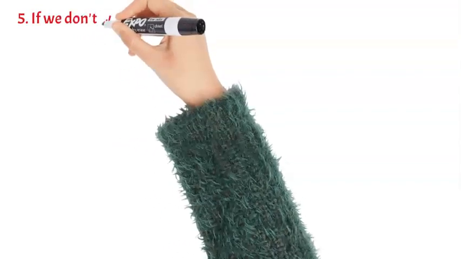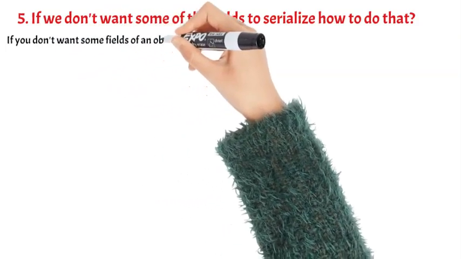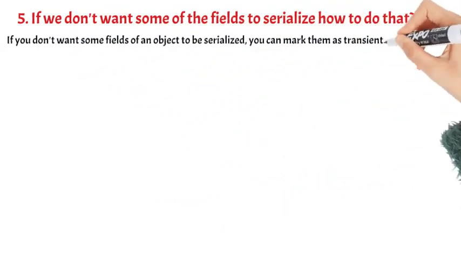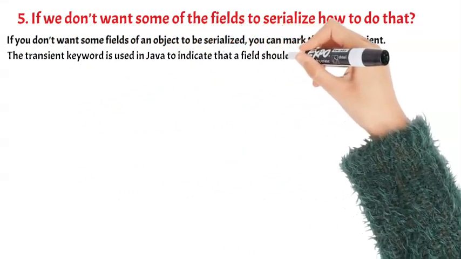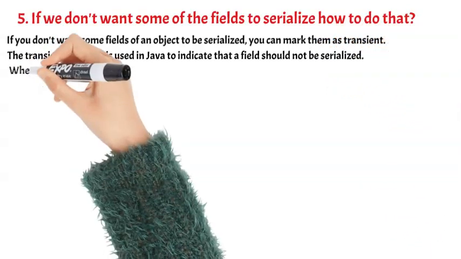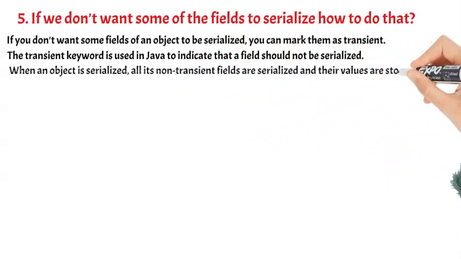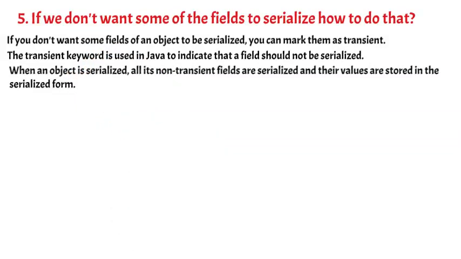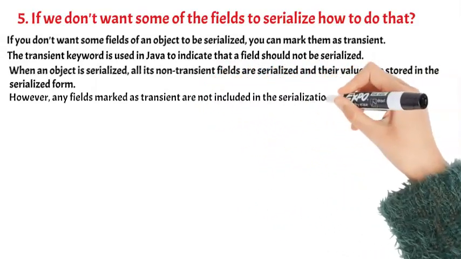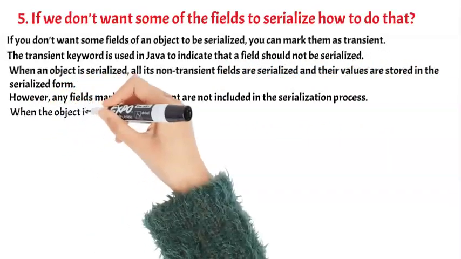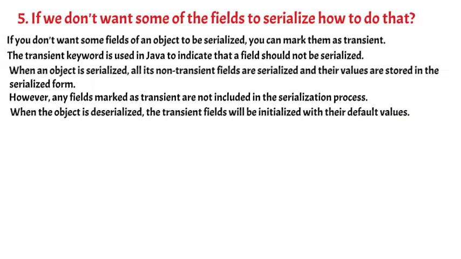5. If we don't want some of the fields to serialize, how to do that? If you don't want some fields of an object to be serialized, you can mark them as transient. The transient keyword is used in Java to indicate that a field should not be serialized. When an object is serialized, all its non-transient fields are serialized, and their values are stored in the serialized form. However, any fields marked as transient are not included in the serialization process. When the object is deserialized, the transient fields will be initialized with their default values.